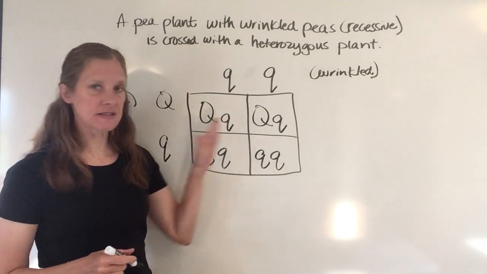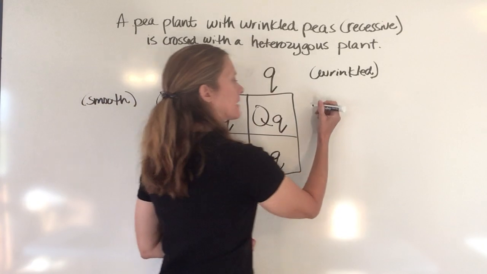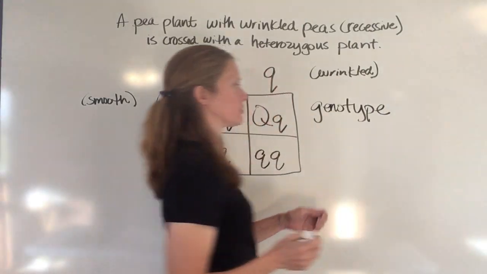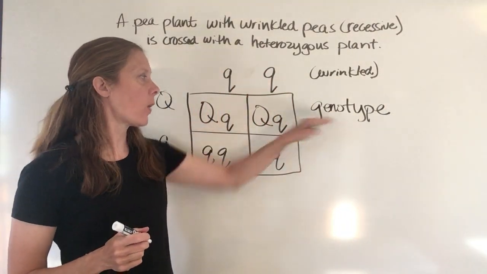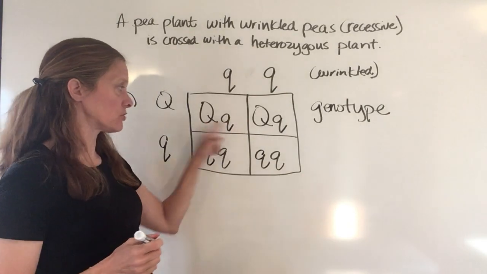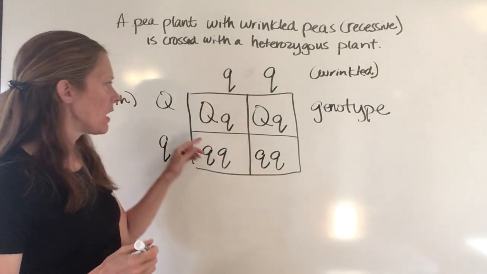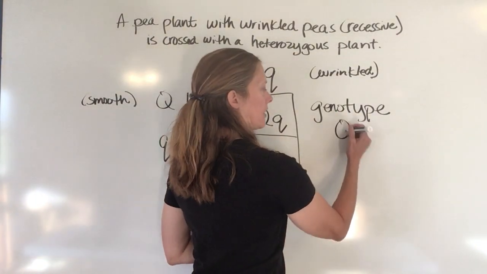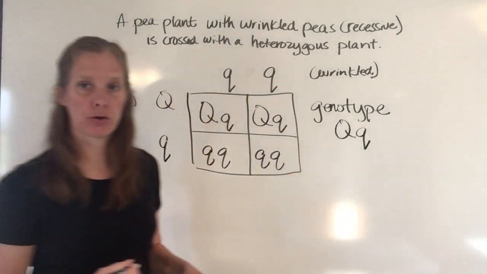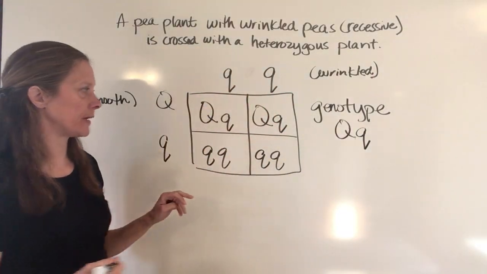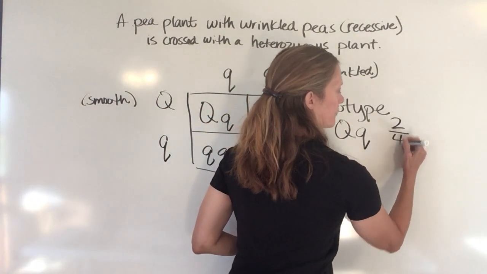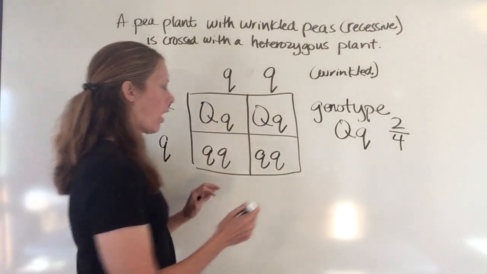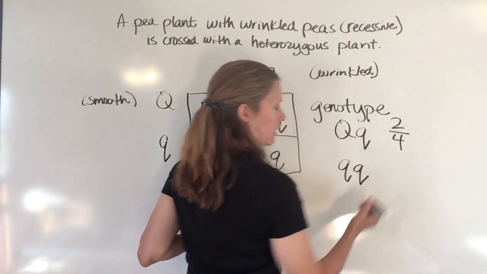Well, I can analyze this data from two different perspectives. I can look at it in terms of the genotype, and I can look at it in terms of the phenotype. Now, the genotype means specifically what alleles do they have. These are the alleles, so what alleles are actually present. Well, in 2 of the offspring, I have a capital Q and a little q. And in fact, 2 of the 4 possible offspring have a capital Q and a little q. 2 of the 4 also have a pair of little q's.